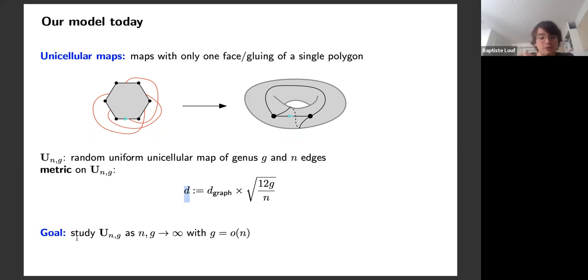My goal is to study the geometric properties of this object U_{n,g}, as both the size and genus go to infinity, and I don't specify so much how they grow with respect to each other. The only thing that I require is that the genus is small compared to n. In particular, this factor here is going to tend to zero. So that's going to turn my discrete graph metric into a continuous metric in the limit.